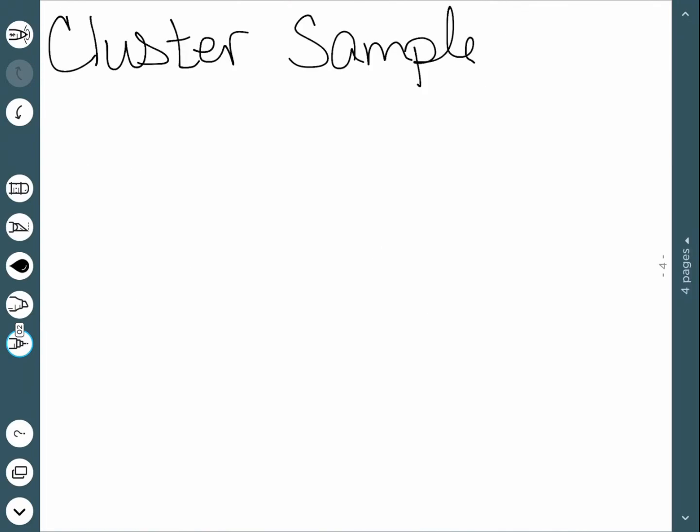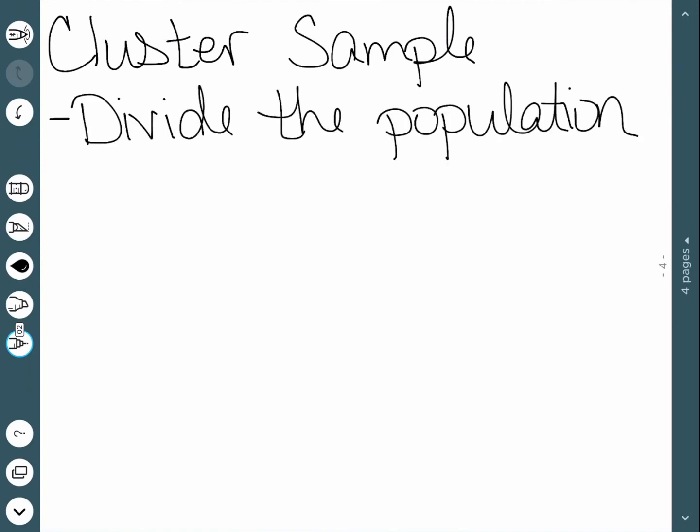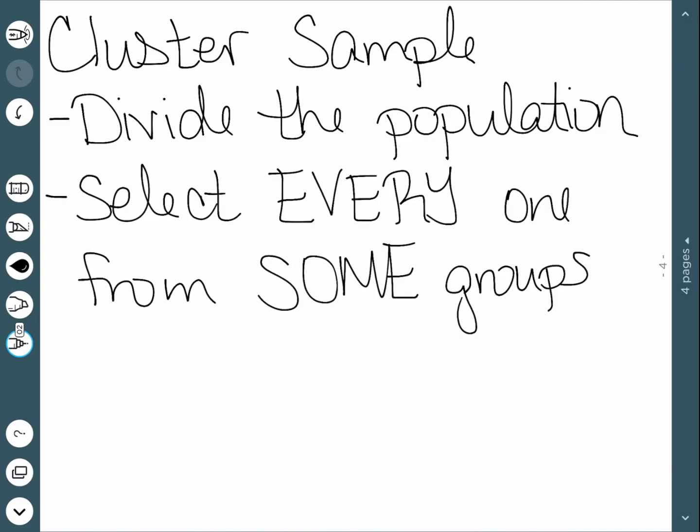Next, we have a cluster sample, and a cluster sample is going to be very similar to a stratified sample. Once again, we start by breaking the population into groups. Once we've done that, we're going to select one or more of these groups and talk to everyone in the group. In a stratified sample, we broke the population up into groups, and we made sure to pick some people from every group. Here we're going to select every person from some groups. So we're not going to make sure all groups are included, but we are going to make sure everyone in that group is included.